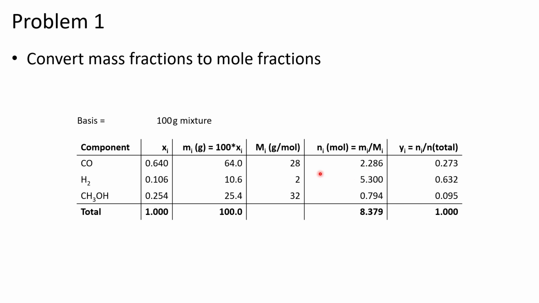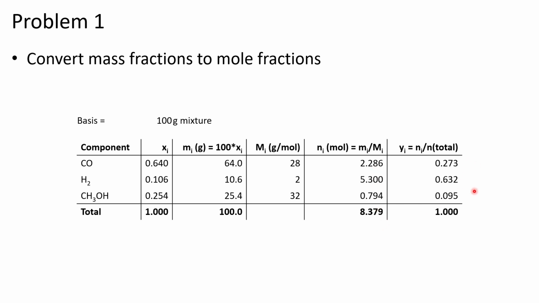So for instance, for CO, we have 64 grams in the mixture. We divide that by the molecular weight 28 to find that there are 2.286 moles in that 100 grams of the mixture. Likewise, for hydrogen, 10.6 grams of hydrogen divided by 2 yields 5.3 moles of hydrogen. And for methanol, 25.4 grams of methanol divided by its molecular weight gives 0.794 moles. So the total number of moles in that 100 grams of the mixture is 8.379 by summing these up.